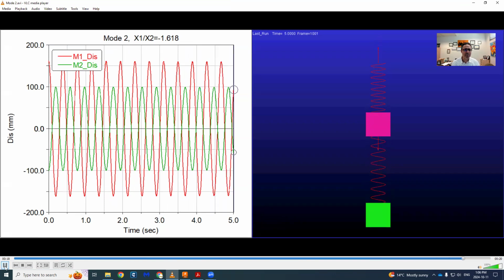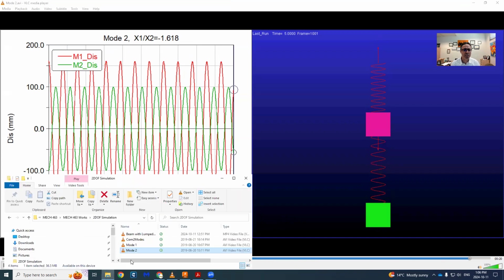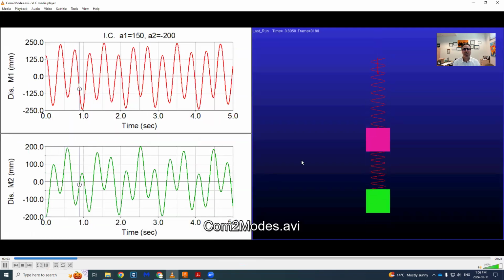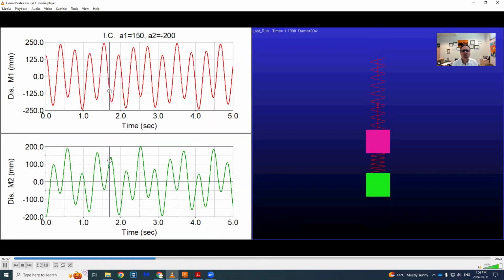Now, when we disturb this system, of course, it's going to move in a combination of these two modes. And here is the combination of these two modes. Actually, we combine mode 1 and mode 2 based on some initial conditions. So I gave the initial condition of 150 to the first mass and minus 200 to the second mass. And here is my result.